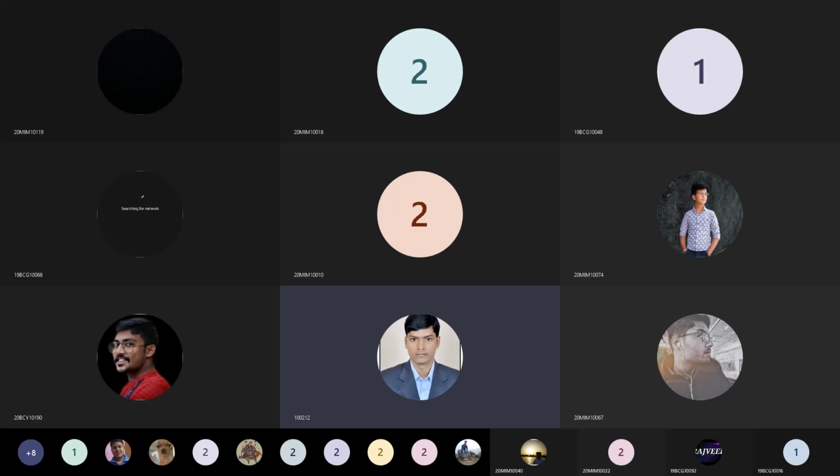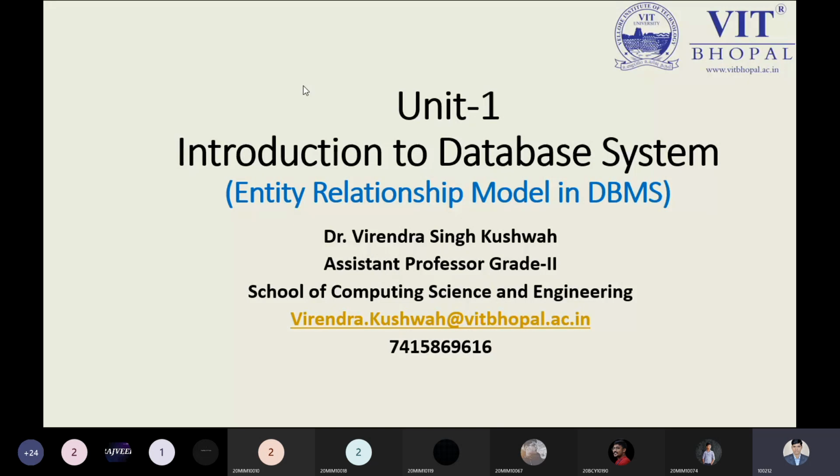Okay, students. So we have a topic today: entity relationship model in database management system. The entity relationship model is what we saw in the previous class. It is a data model in which we represent the logical structure of our database in a graphical or pictorial way.